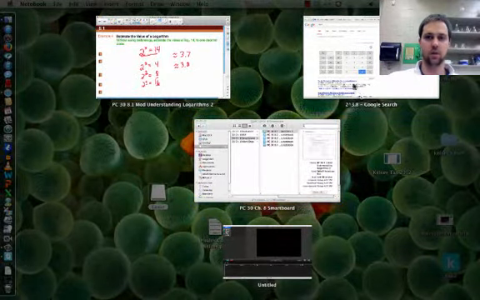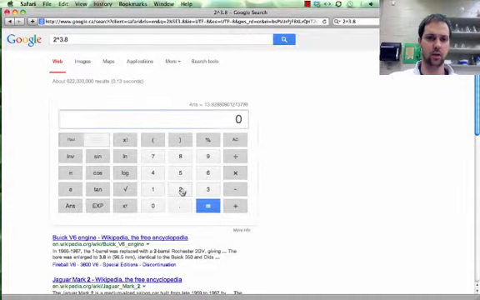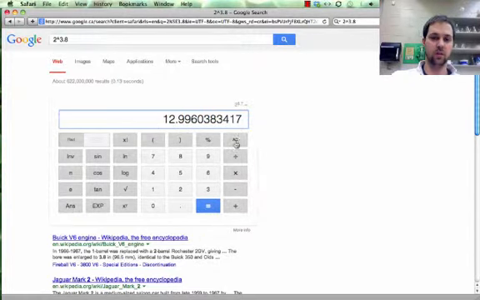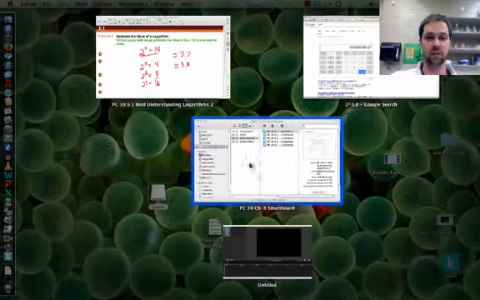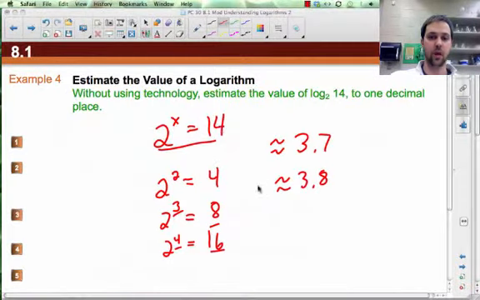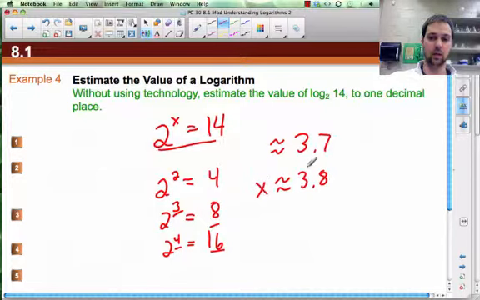So go find a graphing calculator. Try 2 to the power of 3.7. 12.996. So that's almost 13 on the nose. Let's see if 2 to the 3.8 gets us closer. 2 to the 3.8, 13.93. That's very close to 14. And since we're only asked to estimate to one decimal place, 3.8 is going to be the closest we can possibly get.